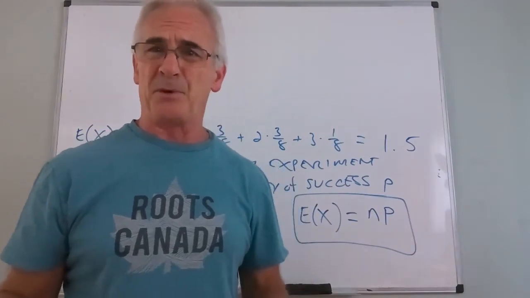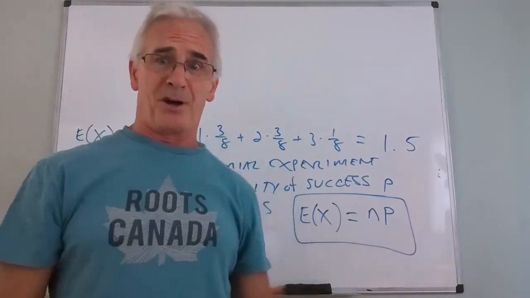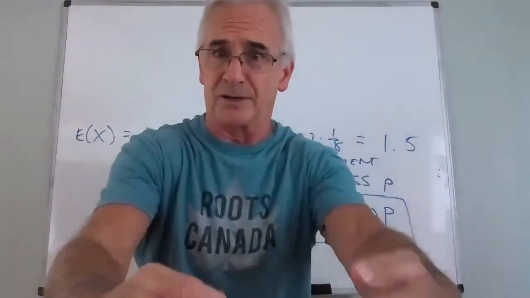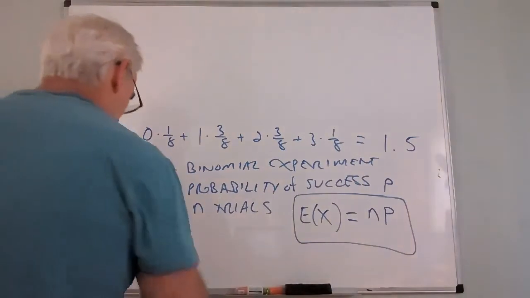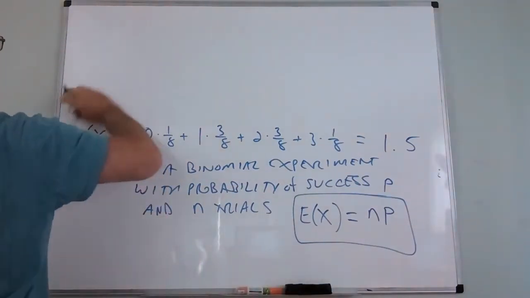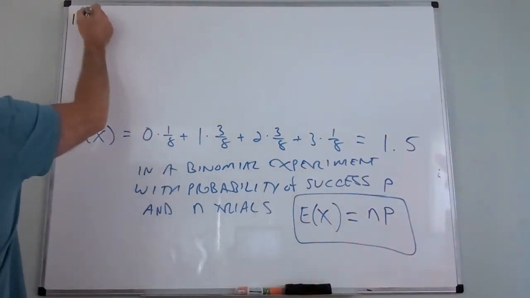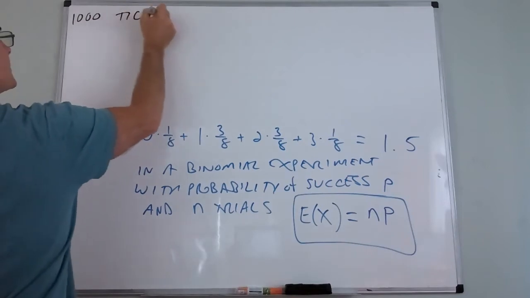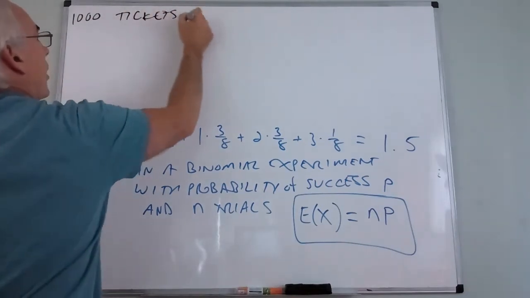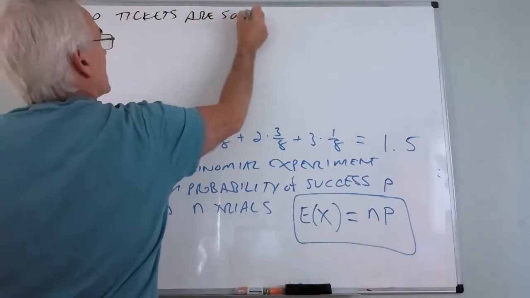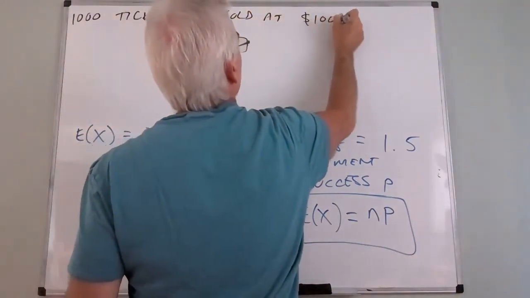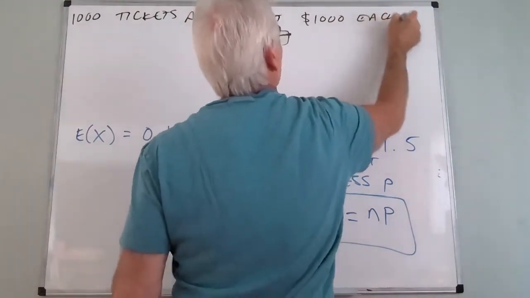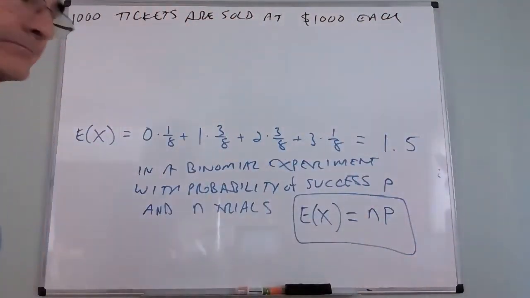But is it possible that I give away all the money, or worse, is it possible that I actually give away more money than I took in? I suppose. So let's suppose we have the following raffle, all right? Let's keep it real simple. 1,000 tickets are sold at $1,000 each. This is a very expensive raffle, okay?